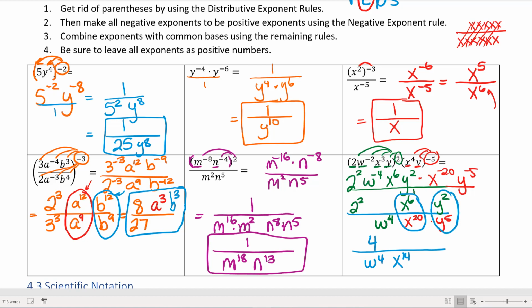Now we're going to combine our y's. We have 2 y's on the top and 5 on the bottom. After you subtract using the quotient rule, that gets you 3 y's. Where should those y's go? In the bottom, because that's where the more y's were to begin with. 5 is bigger than 2, so the leftovers should be in the bottom. And this concludes our lesson on integer exponents.